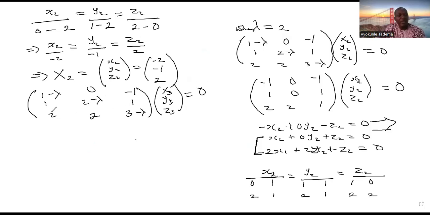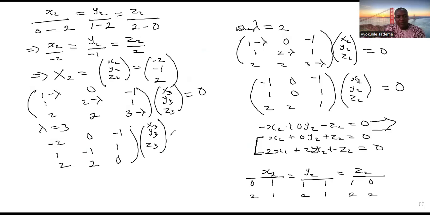Everything is equal to 0. Now from here, when lambda equals 3: 1 minus 3 is minus 2, 1, 2; 0, 2 minus 3 is minus 1, and 2; minus 1, 1, 3 minus 3 is 0. Multiplied by x3, y3, z3, everything equal to 0.